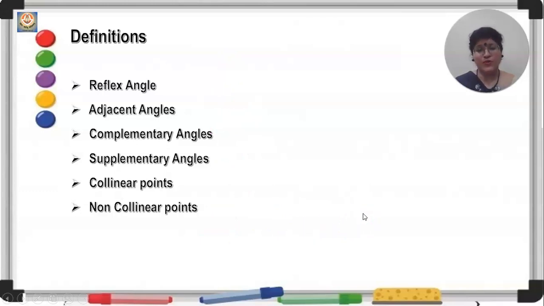Also, you need to know what are linear pair of angles and what are vertically opposite angles. Let us look into what all you need to know more from this chapter.